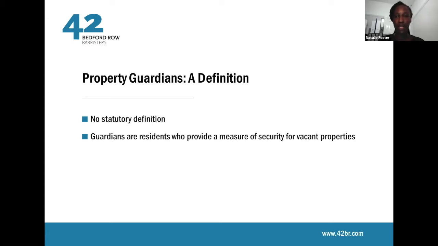And so it's widely accepted that a guardian is someone who has entered into an agreement with the company to live in the building or even just a part of the building. And the primary purpose is essentially going to be for securing and safeguarding the property, so providing that measure of security for those vacant properties.